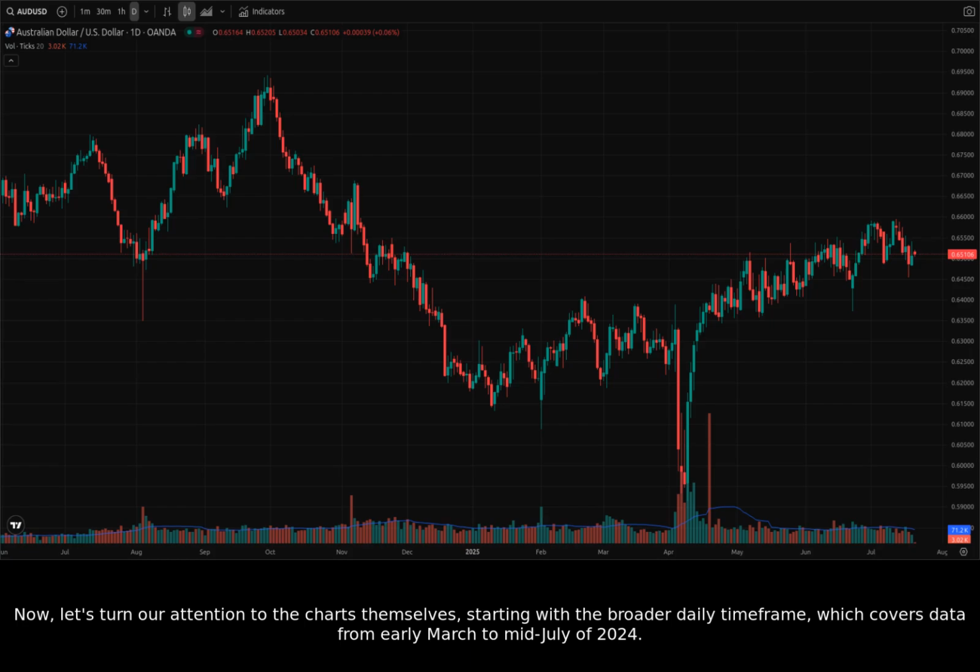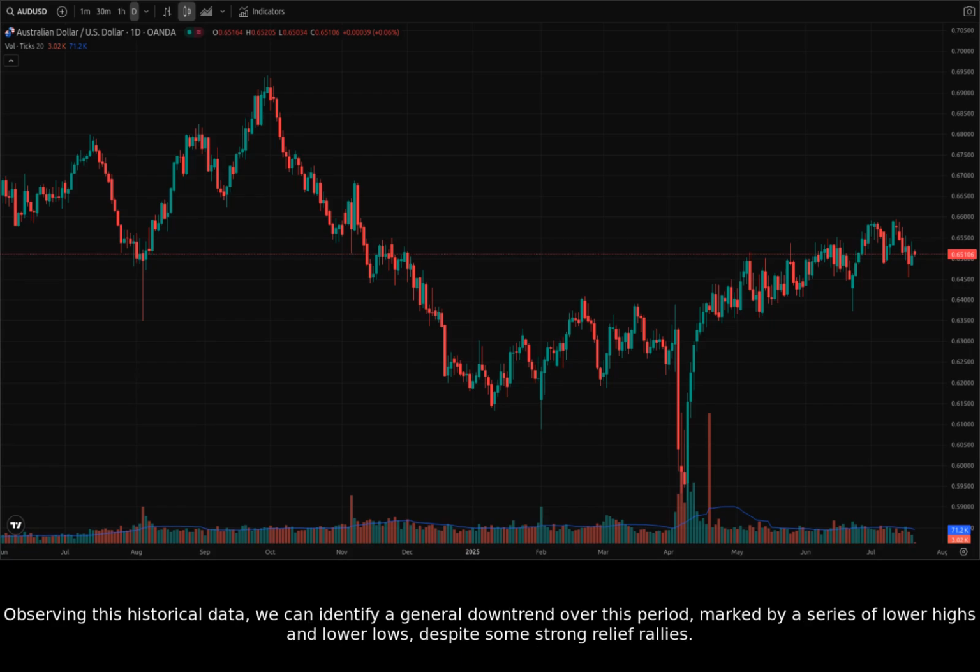Now, let's turn our attention to the charts themselves, starting with the broader daily time frame, which covers data from early March to mid-July of 2024. Observing this historical data, we can identify a general downtrend over this period, marked by a series of lower highs and lower lows, despite some strong relief rallies.